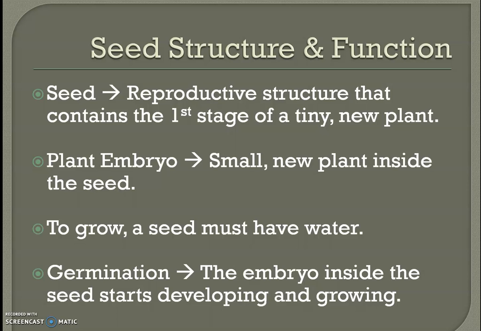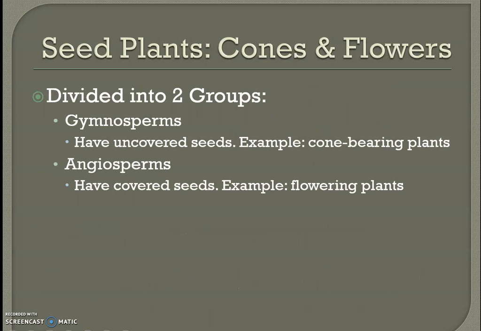In order for it to grow, a seed needs to have access to water. Germination is the embryo inside of the seed that starts developing and growing. So when that happens, that's called the process of germination. Seed plants. There are cones and flowers. Seed plants are divided into two groups, gymnosperms and angiosperms.